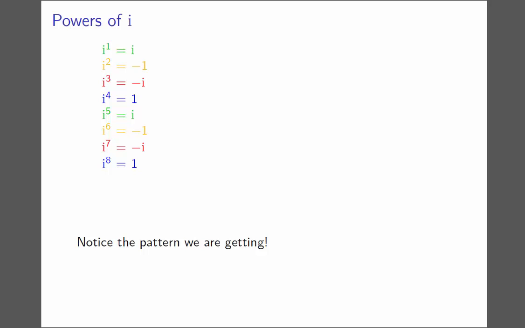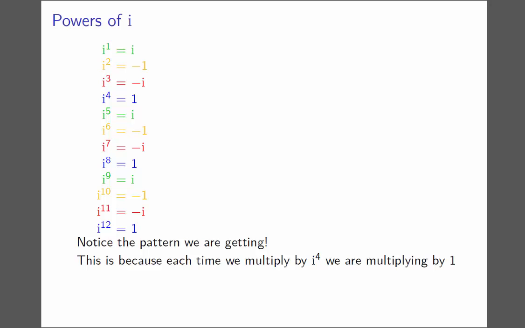And if we compute i to the 9th, 10th, 11th, and 12th in a similar way, we'll get what we would expect. i to the 9th is i, i to the 10th is -1, i to the 11th is -i, and i to the 12th is 1 again. This is because each time we multiply by i to the fourth again, we are just multiplying by 1.